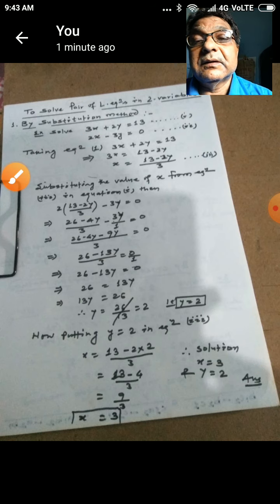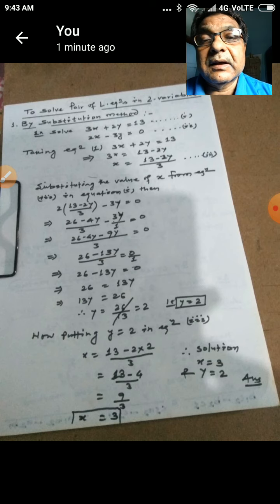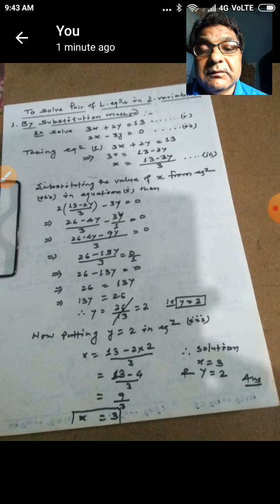So here, take any one equation, find the value of one variable by transposing all the other terms to the right side, and then substitute this value in the other equation. Get the value of one variable, and putting it in any one equation, you will get the value of the second variable. In this way you can get the solution of the pair of equations.